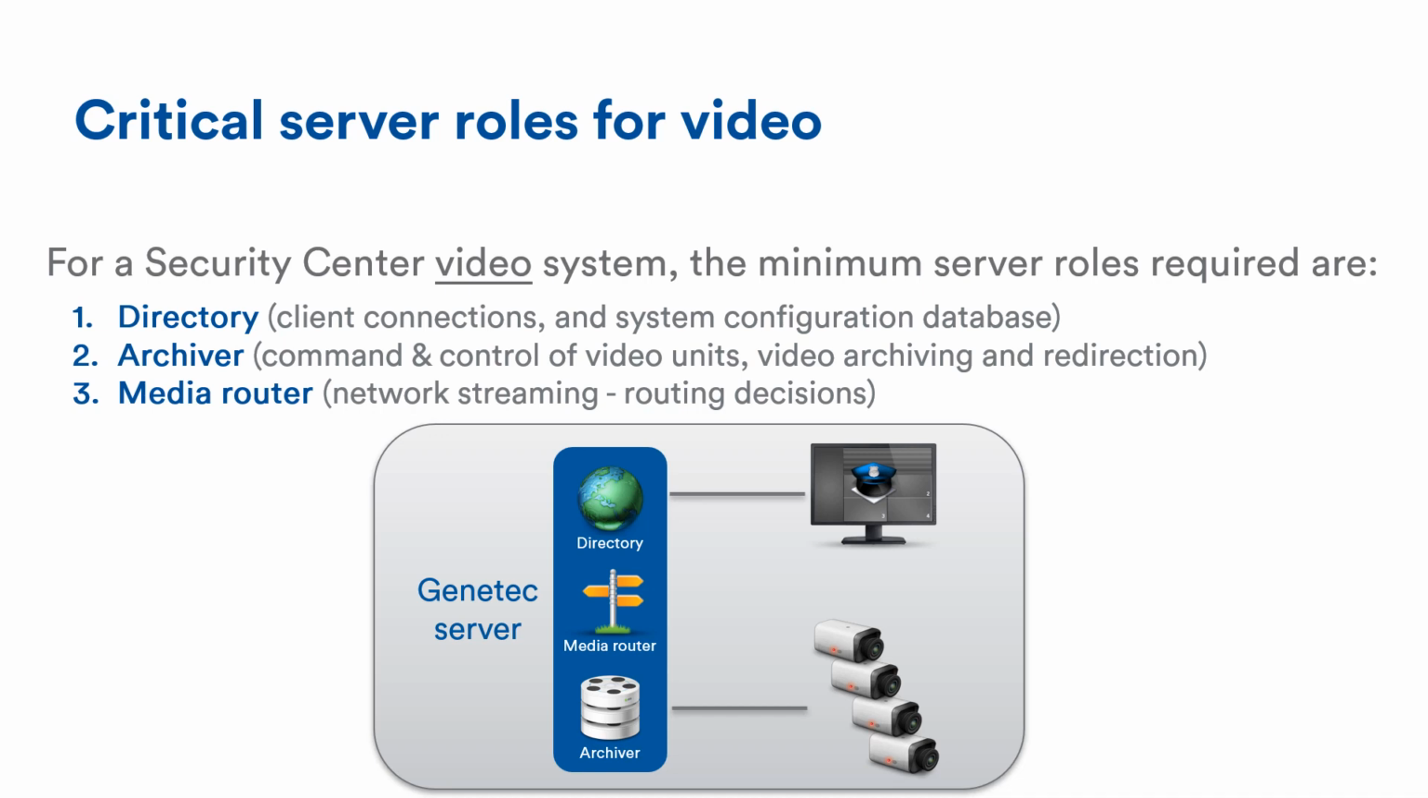The media router is the server component that understands our network topology and manages video stream redirection. Without it, the archiver would be able to record cameras, but clients would never be able to see the live video streams. Basically, we use the media router to manage streams that need to be sent out to clients. Now, we might have more server roles running, especially considering that some of them are there by default, but what I'm saying is, as a bare minimum, we would need a directory, an archiver, and a media router to manage video.